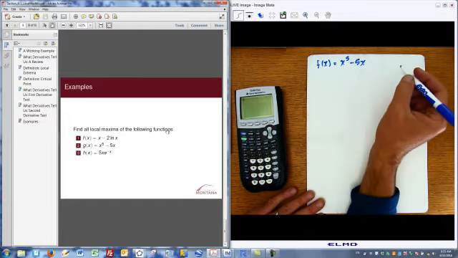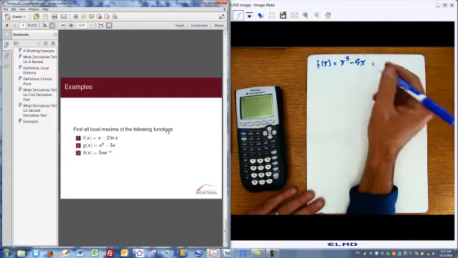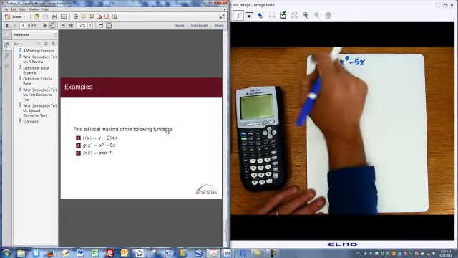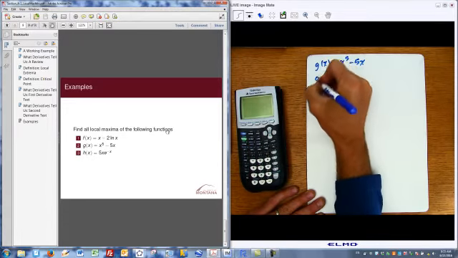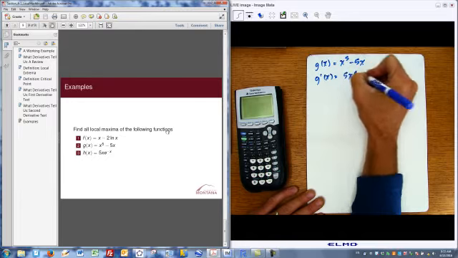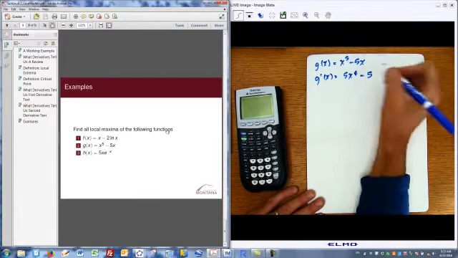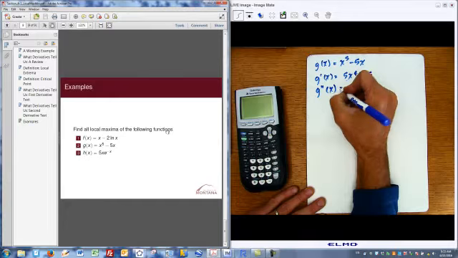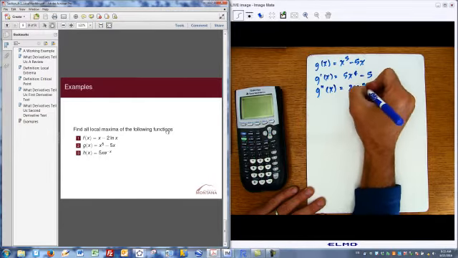So let's see if we can find those. I'll go ahead and find, oh, I'm sorry, it's called g, so I'll go ahead and do g. g prime of x is going to be equal to 5x to the 4th minus 5. Let's go ahead and hit the double, the second derivative. That was going to be 20x to the 3rd.